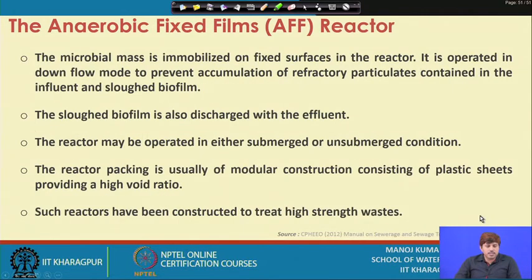Another type is the anaerobic fixed film reactor. Here the microbial mass is immobilized on fixed surfaces in the reactor. It usually operates in downflow mode to prevent accumulation of refractory particulates contained in the influent that can clog the biofilm. The biofilm is also discharged with the effluent in this downflow case. The anaerobic filter is typically upflow, though it could be downflow also, but most of the time it is an upflow filter.